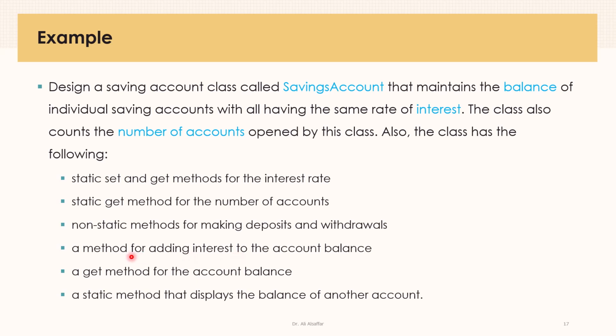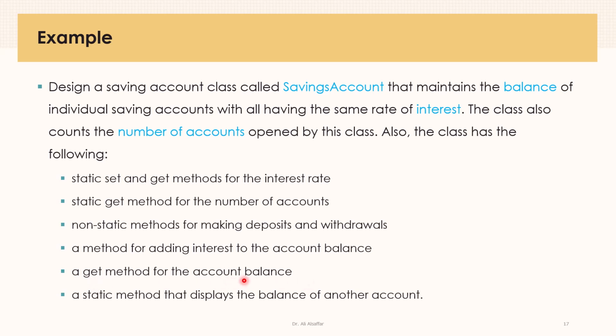For the add interest method, it will multiply the interest rate by the balance, and the result will be added to the balance. So this method is referencing balance, which is an instance variable. It is referencing interest, which is a static variable, and since it accesses instance variables, it cannot be defined as static. So this is an example of a non-static method that is accessing static and non-static variables.